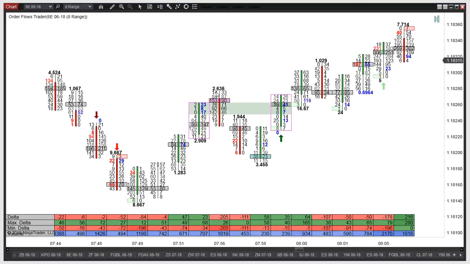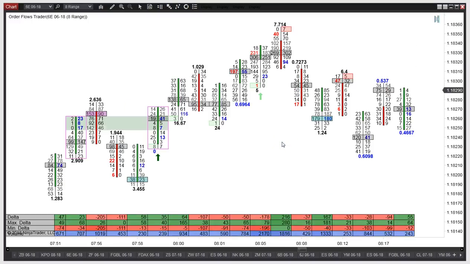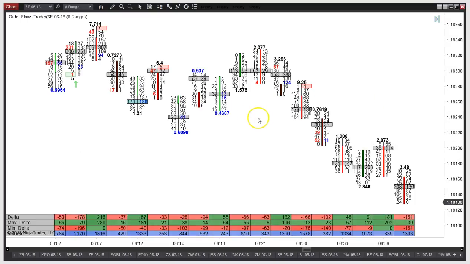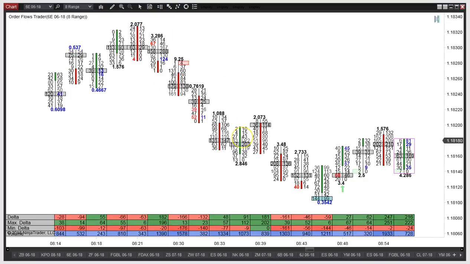Here you've got a stacked imbalance, but then again you've got a prominent point of control, bearish one, followed by a bullish one, followed by buying imbalances. Multiple buying imbalances, followed by a sweep happening in the market. The market continues rallying. Here you've got a prominent point of control. Market just goes sideways though.